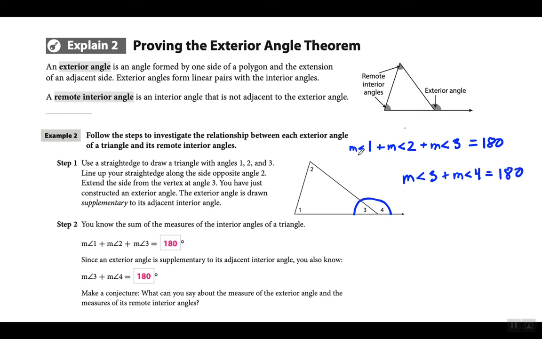Okay, now, if this equals 180 and this also equals 180, that means that this entire part of the equation equals this entire part of the equation. So let me write that. Si esto es equivalente a 180, y esta parte también es equivalente a 180, eso quiere decir que todo esto es equivalente a todo esto, que es lo que voy a escribir aquí.